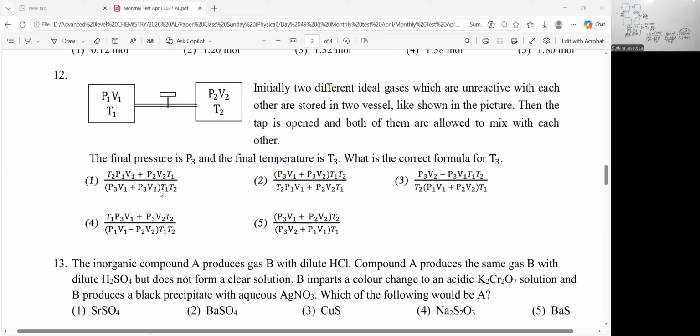Now, first it is forming a clear solution with dilute acids. So therefore, we can say this one gives you a clear solution. Because of that, you can say it is not thiosulfate. It is not thiosulfate. Okay. And then it is telling that B gas changes the color of acidic potassium dichromate. Okay, so it changes the color. So that means B gas can undergo oxidation.